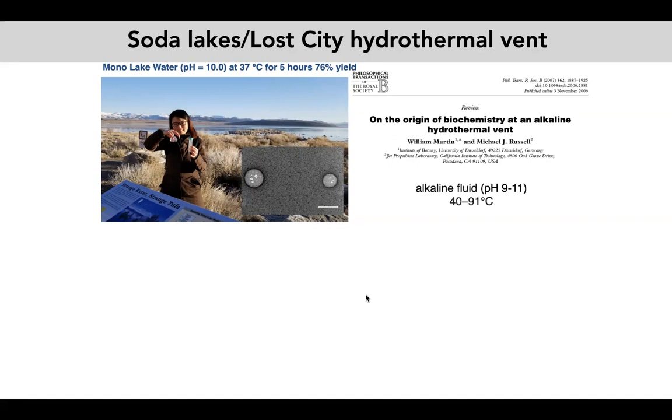Another environment that's thought to be a potentially privileged environment for the origin of life, and there's been a lot of discussion about this, are the alkaline hydrothermal vents, particularly the Lost City hydrothermal vent field. This has been work done by Mike Russell and Bill Martin quite a bit. These are vents that spew out alkaline fluid. It's warm, 49 degrees Celsius. There's also various dissolved gases and organics potentially.